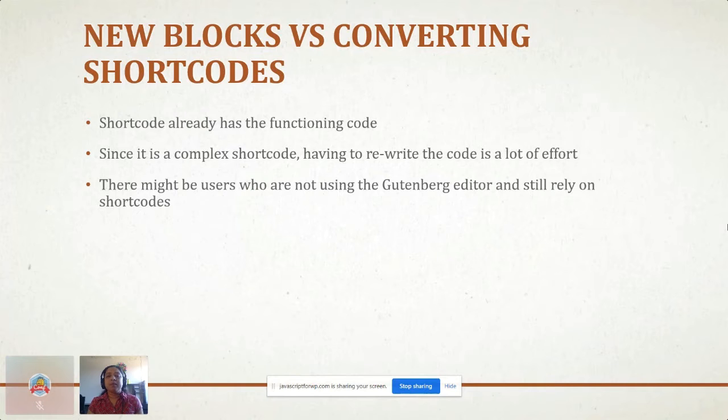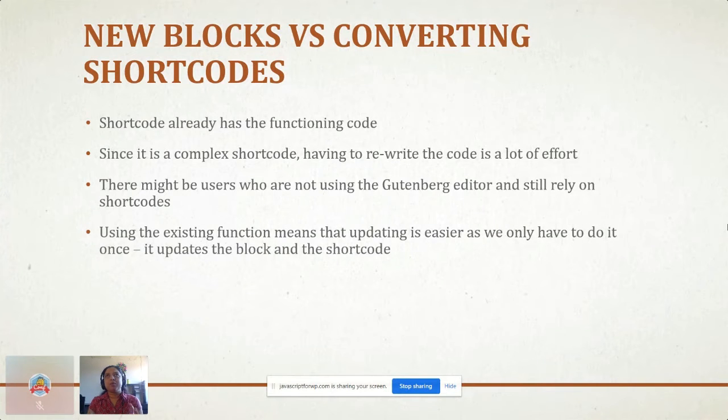And we probably also have users who are not even using the Gutenberg editor yet. They are probably still using the classic editor, which means they're going to be dependent on our shortcodes for a long time. So if we are introducing blocks into our plugins, we need to have both the shortcodes and the blocks running parallelly for a while. Which also means that when we're updating our plugins, we need to update both of them. We just can't ignore our shortcodes.